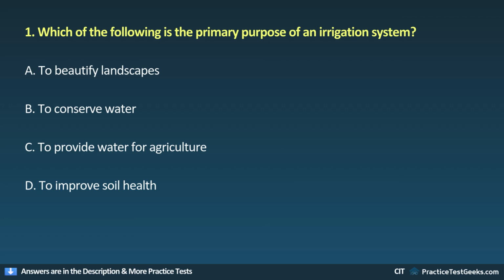1. Which of the following is the primary purpose of an irrigation system? A. To beautify landscapes. B. To conserve water. C. To provide water for agriculture. D. To improve soil health.